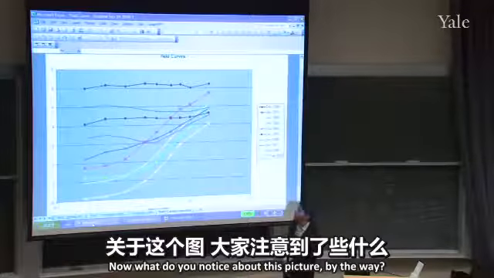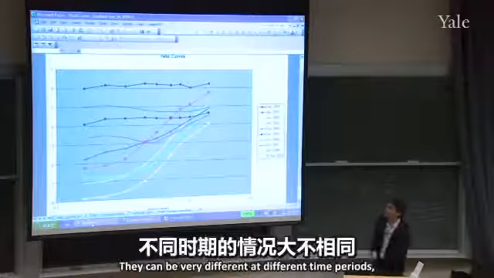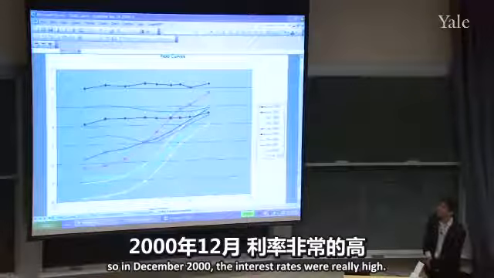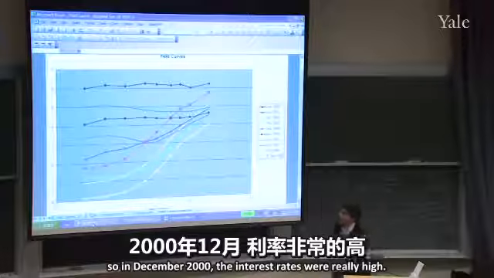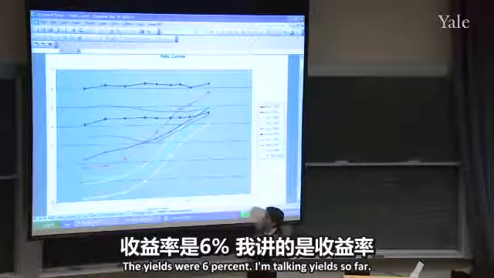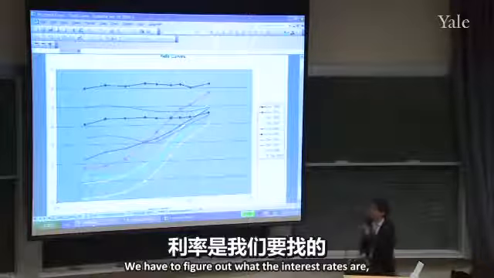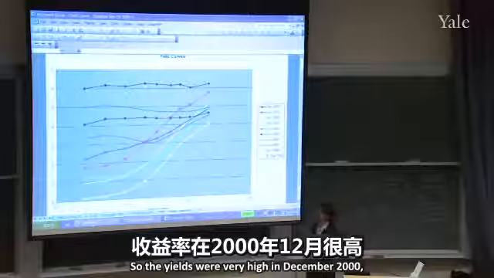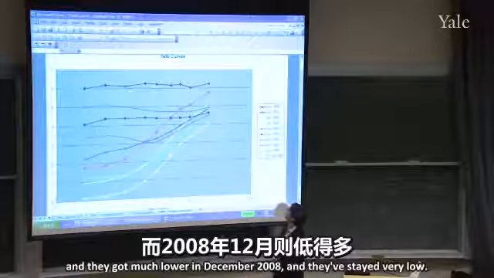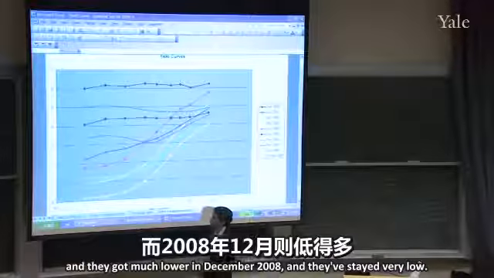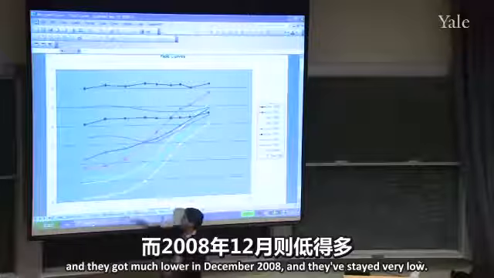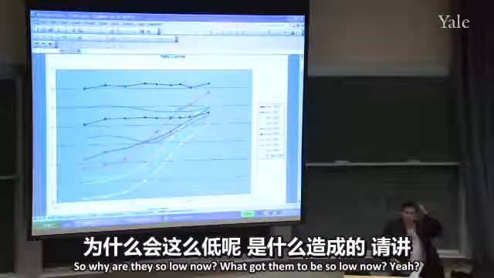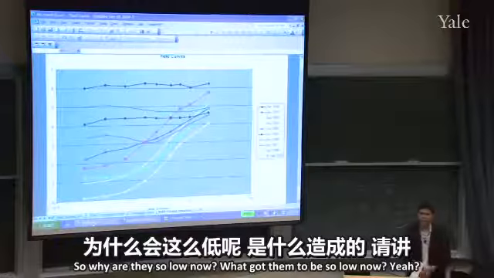Now, what do you notice about this picture? They can be very different at different time periods. In December 2000, the interest rates were really high. The yields were 6%. I'm talking yield so far. We haven't talked about interest rates. We have to figure out what the interest rates are, but anyway, they're obviously going to be connected. So the yields were very high in December 2000, and they got much lower in December 2008, and they've stayed very low. So why are they so low now? What got them to be so low now? Yep.